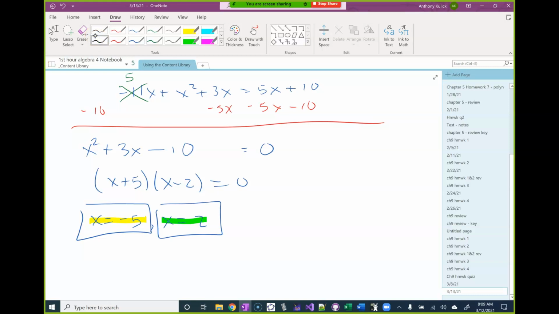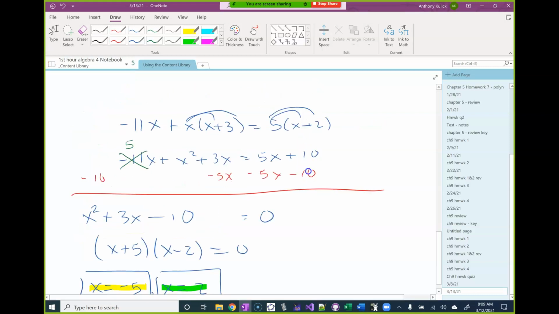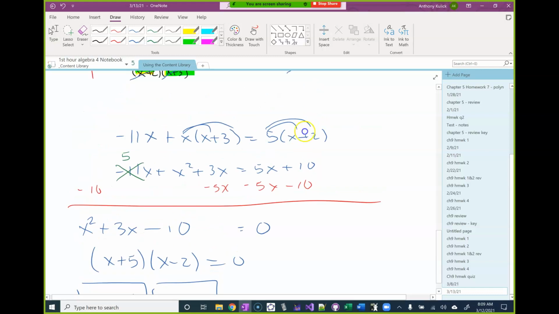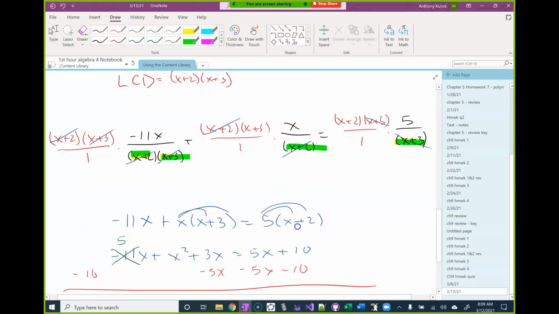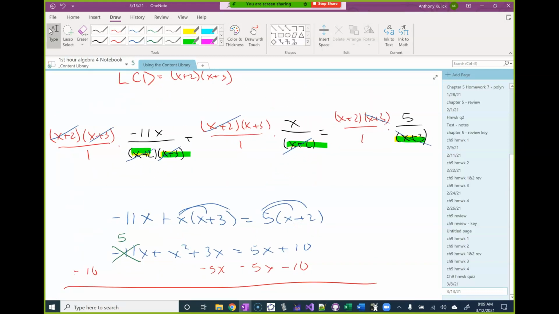Did that help with the solving parts? Okay, what should we talk about next? We still have a good 15 or 20 minutes. Sure. Where to? To here? Just want to see when you multiply these coming up.